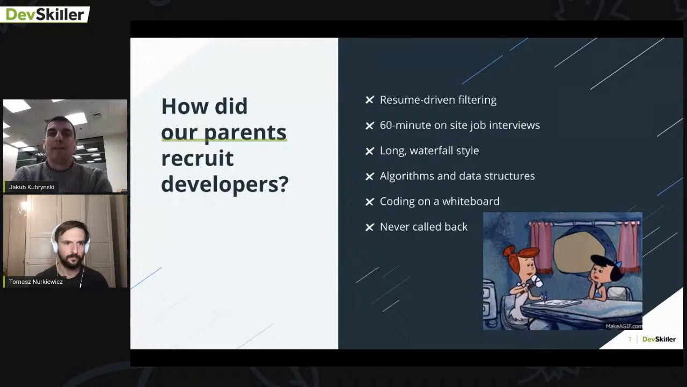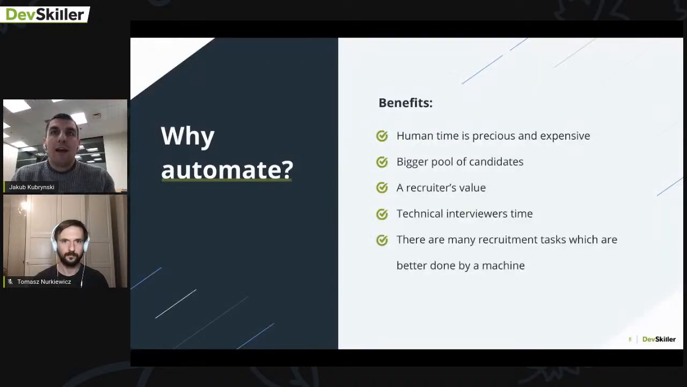Yeah, so basically, the question is, does that sound familiar to you? Maybe you are recruited in such a way, and maybe your company is still using this approach. Then you need to answer to yourself if it's cool, if it's great, and if that's the way you are going, or how you would like to work. And if not, then of course it's important to know why you should automate the recruitment process.